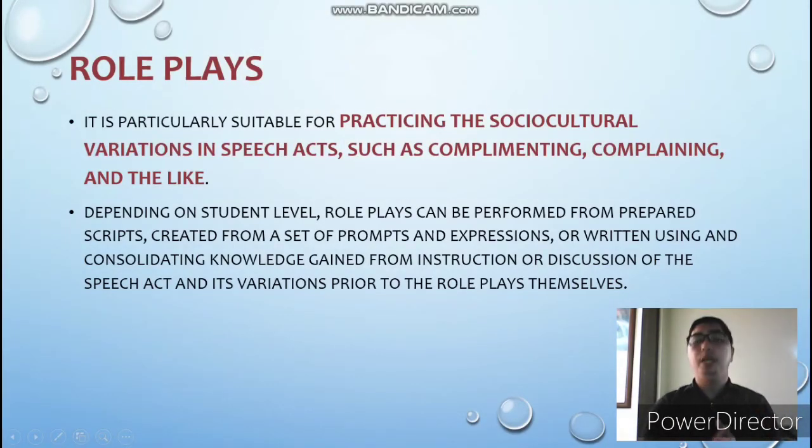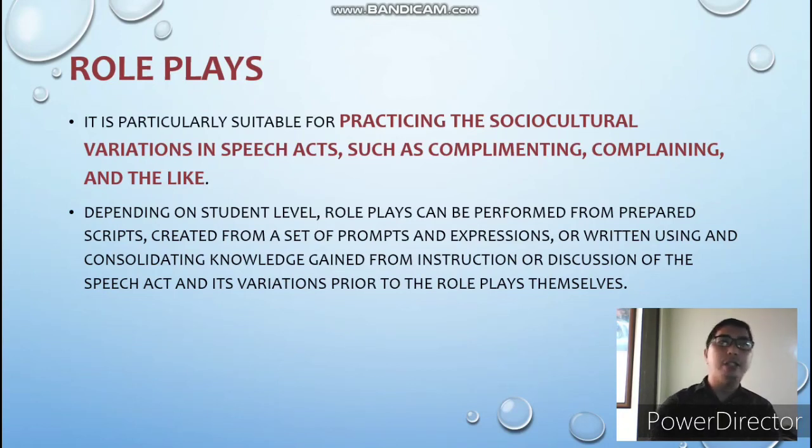Another activity which we can use so that students would be able to develop their speaking skills is the use of role plays. It is particularly suitable for practicing the sociocultural variations in speech acts, such as complimenting and complaining. Depending on student level, role plays can be performed from prepared scripts created from a set of prompts and expressions, or written using and consolidating knowledge gained from instruction or discussion of the speech act and its variations prior to the role plays themselves.